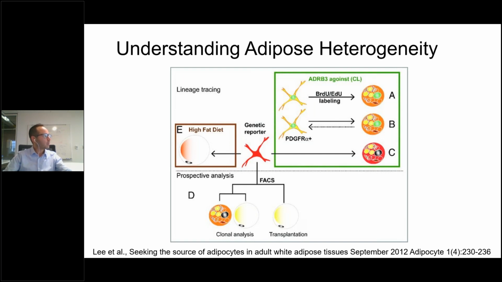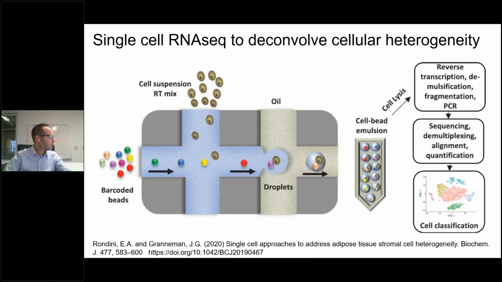The problem with these techniques is that they're limited to a specific genetic marker and really don't give us a comprehensive view of what's happening at the cellular level and understanding how these potential stromal non-adipocyte cells interact with the fat cells to mediate tissue homeostasis. And so in the review by Rondini and Grandeman, they highlight the use of single-cell RNA-seq to deconvolve cellular heterogeneity in adipose tissue.